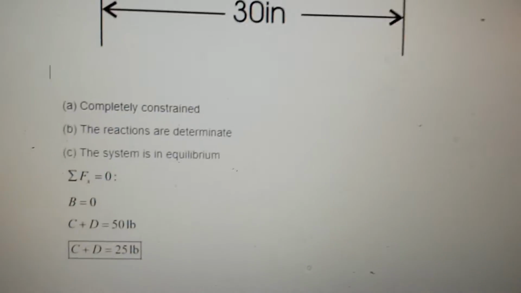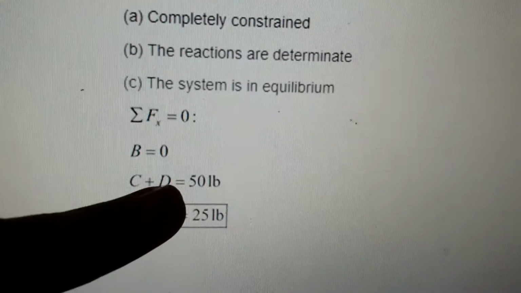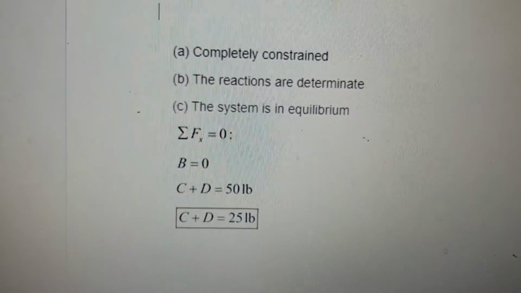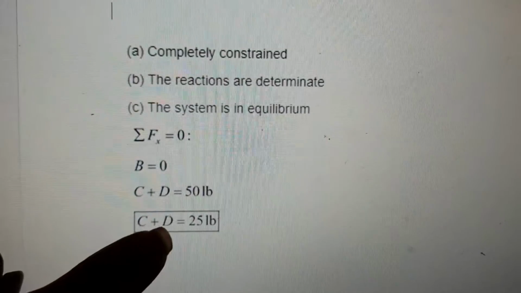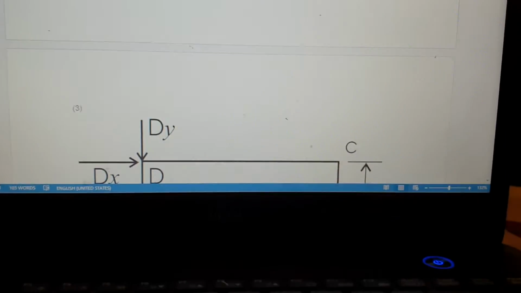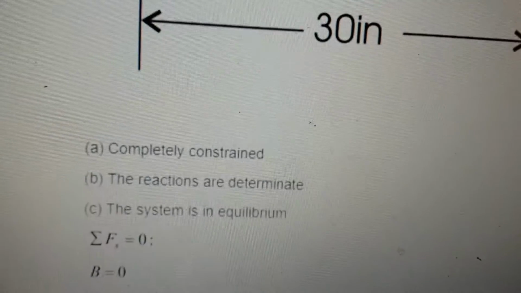So D is equal to 25, which means that C is equal to 25. This is wrong. This should not be done here, okay? So I'll try to do this question because this was solved wrong in the solution.